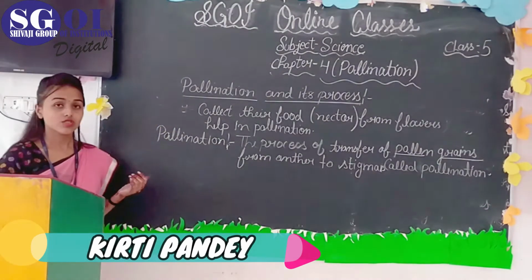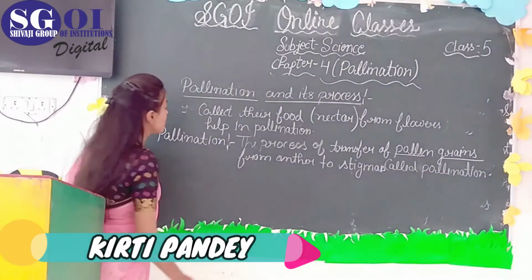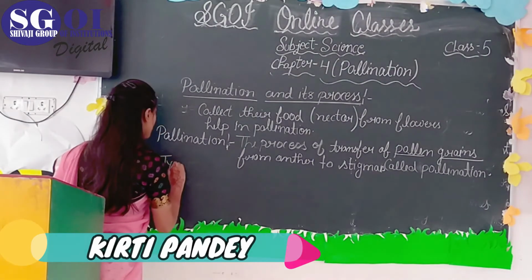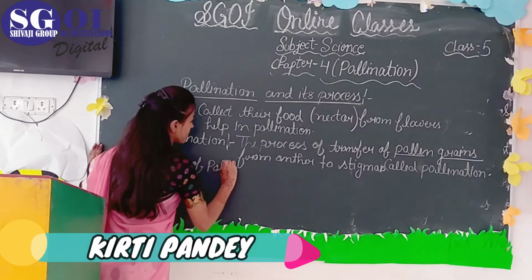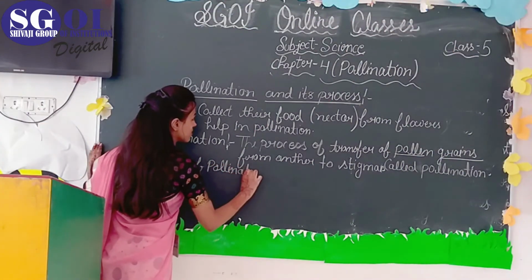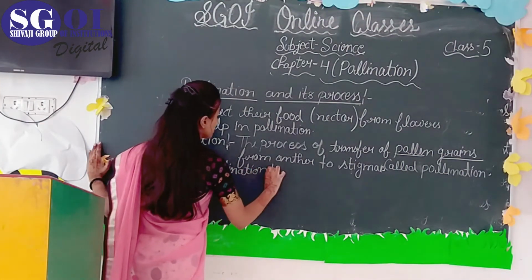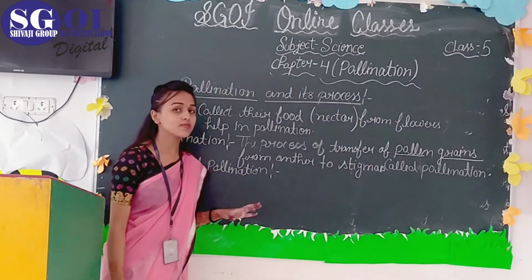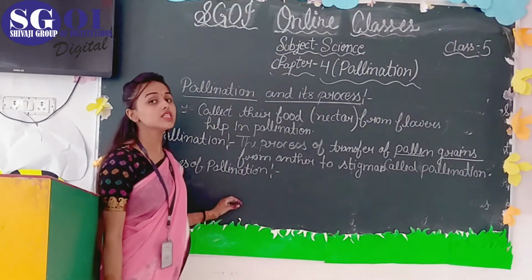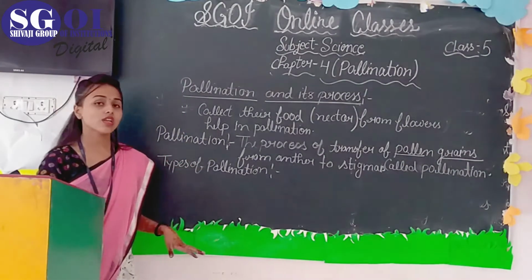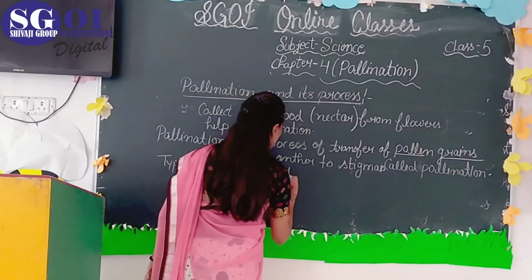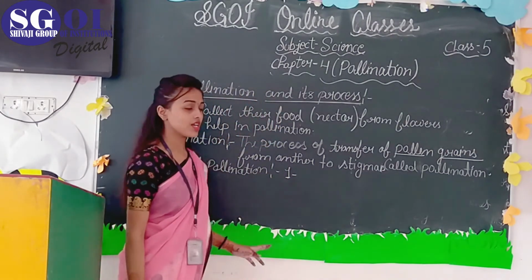And students, next is types of pollination. There are two types of pollination. First is self-pollination and second is cross-pollination.